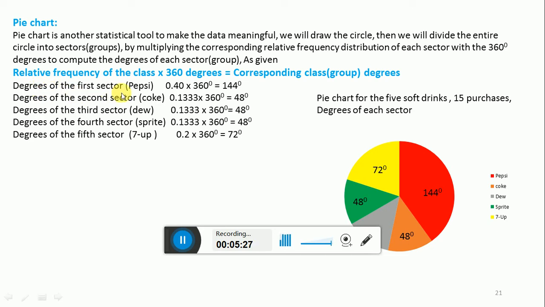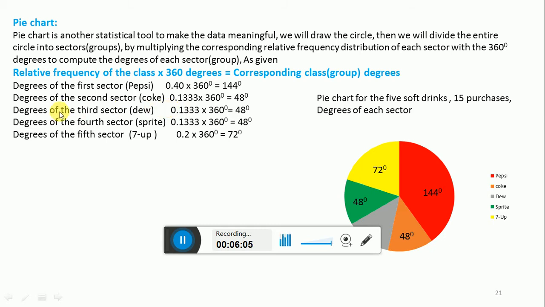So the degrees of the first class, Pepsi: relative frequency of Pepsi 0.40 multiplied by 360 degrees is equal to 144 degrees. So we multiply the relative frequency of the class Pepsi with 360 degrees and we calculate the degrees for the first class, Pepsi, as 144 degrees. Degrees of the second class, Coke: 0.1333 multiplied by 360 degrees is equal to 48 degrees, where 0.1333 is the relative frequency of the class.